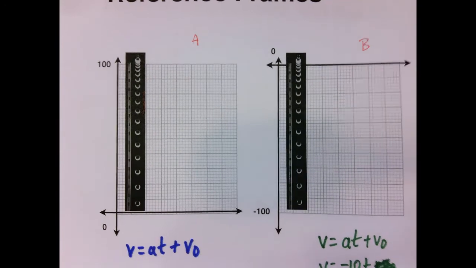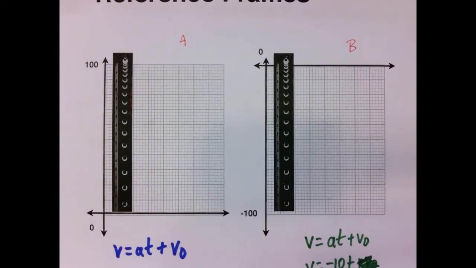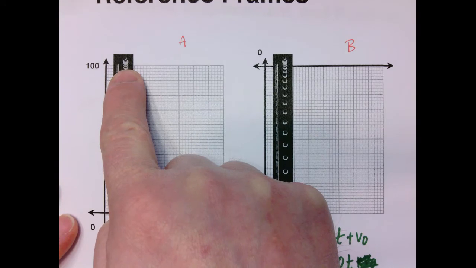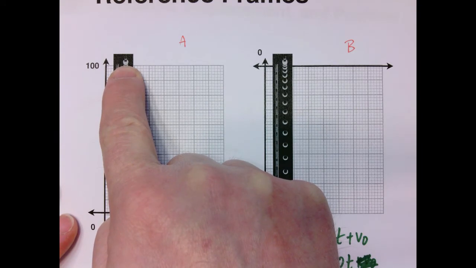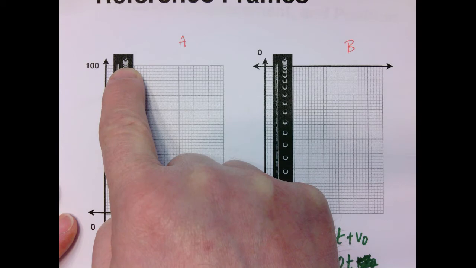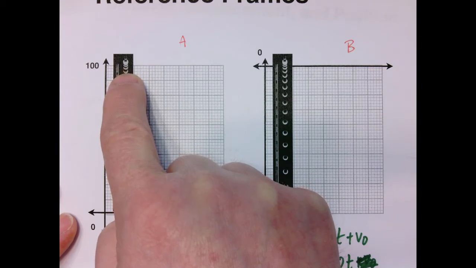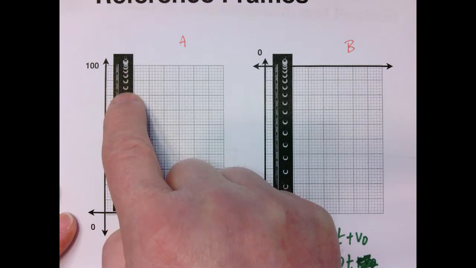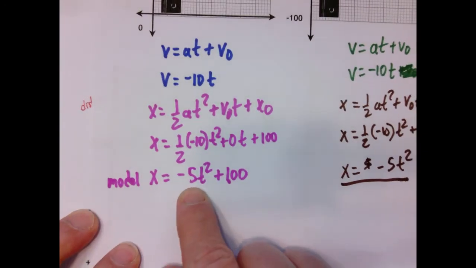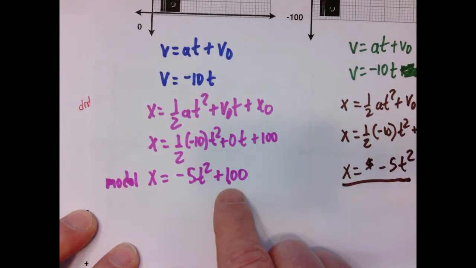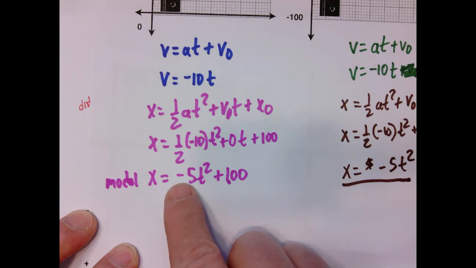Going back to our reference frame A, we can see that at time 0, the position is actually 100. And it decreases a little bit, and with each successive time, it decreases even more. When we look at our model for this, what we see is x equals negative 5t squared plus 100. This plus 100 is an intercept. And we can see this is a parabola, and it's a downward cupped parabola because of the negative.